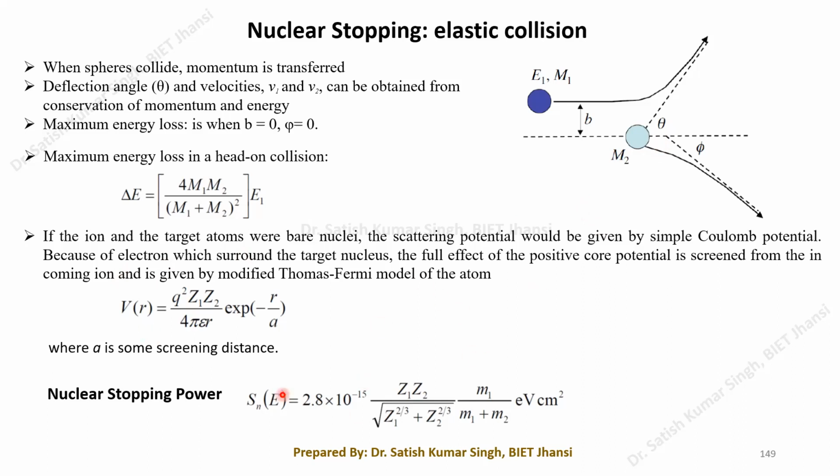This is the result of computer simulation to fit the nuclear stopping power with the experimental results. You can find this in any of the books. You will find that the simulated nuclear stopping power is given by this particular equation. This way we can calculate the nuclear stopping power, and its unit will be electron volt centimeter square.